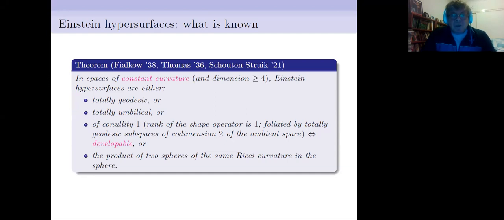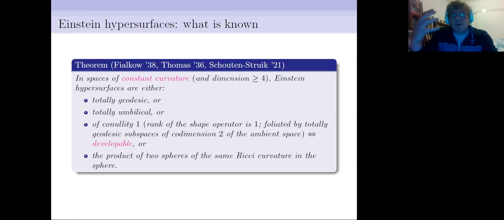So we have totally umbilical hypersurfaces and products of two spheres of the same Ricci curvature in the sphere. What is this? Well, this is what it says. You take two spheres, and you have to choose the correct constants, radii and dimensions, to make your thing Einstein. So this is the first result in this direction, and now from this result we can go in different directions.